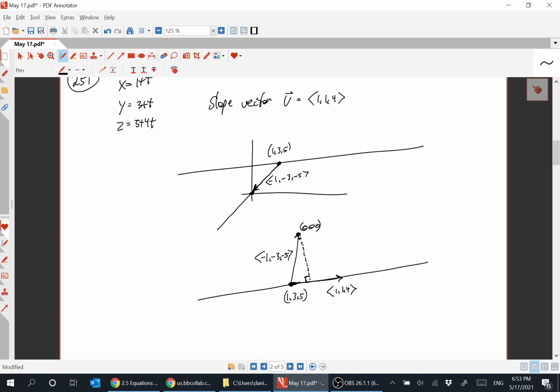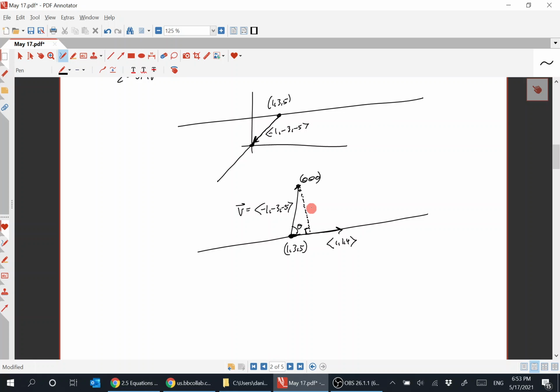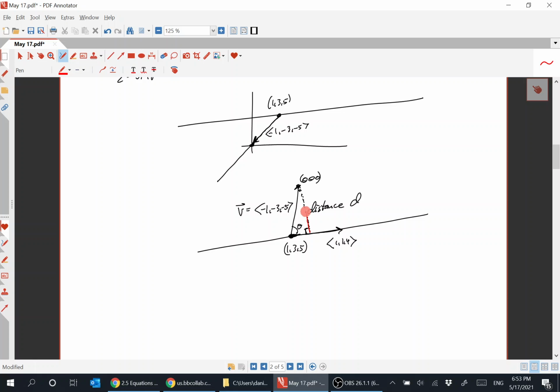Right? And say this angle here is theta. And we'll call this vector v. How do I get this length here? Trigonometrically. So this is the distance we're looking for. Right, that's the distance we're looking for. So trigonometrically, how do we get that distance?